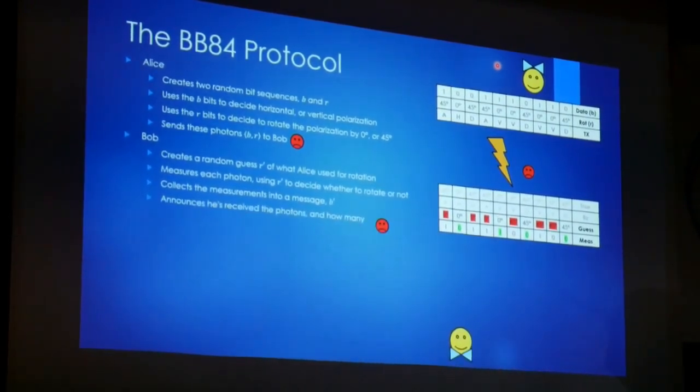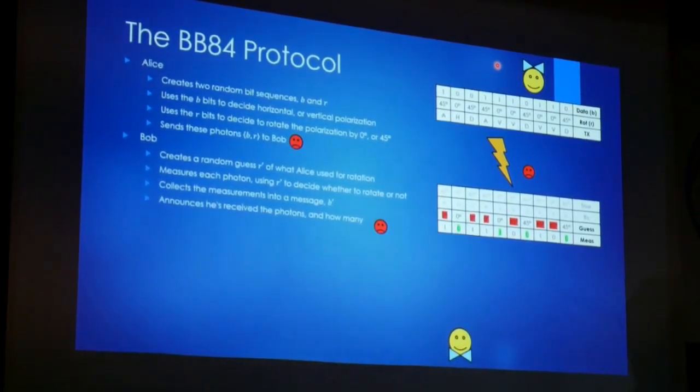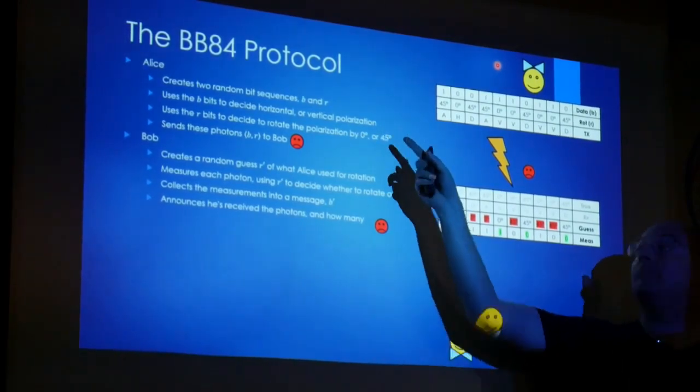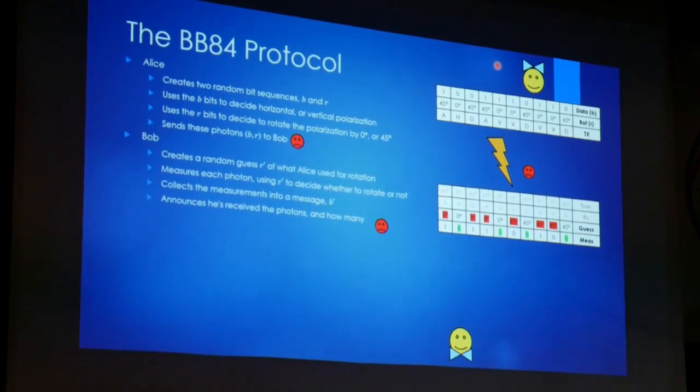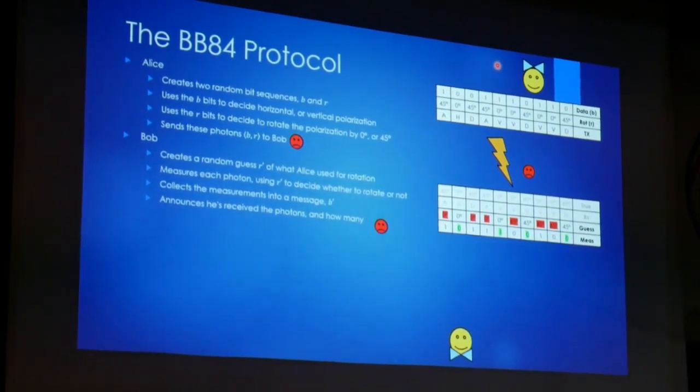And he announces that he's received the photons and how many he's received, which Eve could pick up, but mostly he's trying to talk to Alice. Hey, Alice, I got 2 billion photons, and here's... so what do I do next?